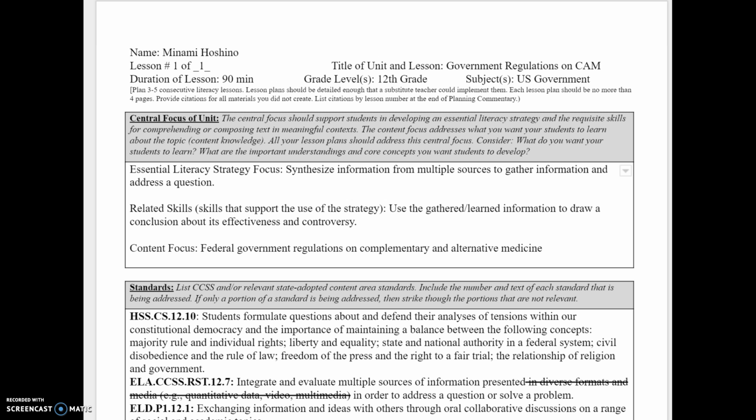My essential literacy focus is to synthesize information from multiple sources to gather information and address a question. The related skill with that is to use the gathered and learned information to draw a conclusion about its effectiveness and controversy, and the content focus is federal government regulations on complementary and alternative medicine.